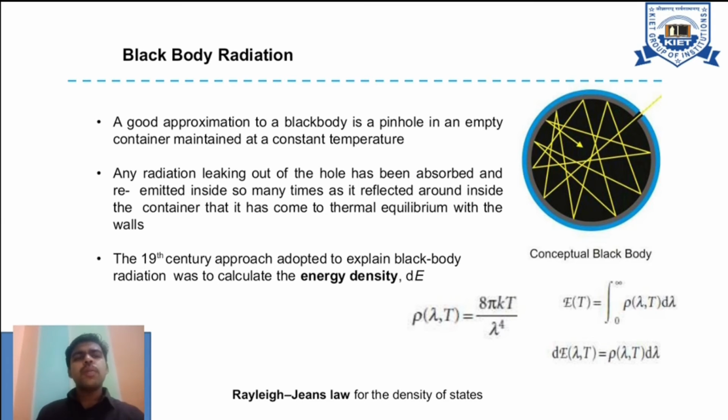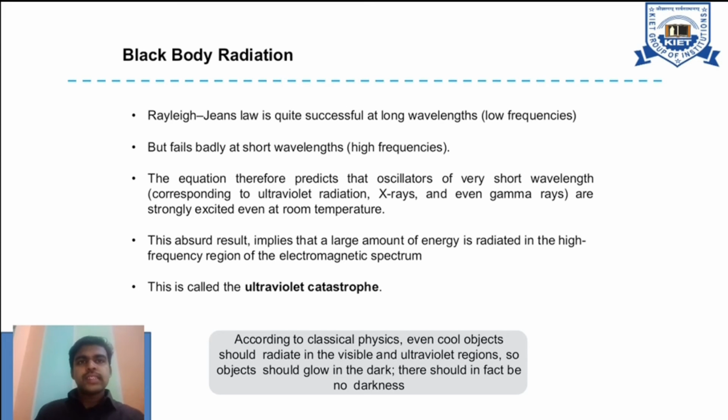Because while talking about energy density, we have to undergo this conceptual black body. So while considering this energy density in this black body radiation, the overall observation is happening inside the container by considering the constant temperature. In the same continuation of black body radiation, Rayleigh-Jeans law is quite successful at long wavelengths as well as low frequency, but fails badly at short wavelengths.